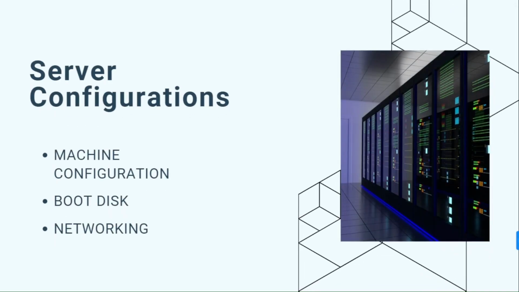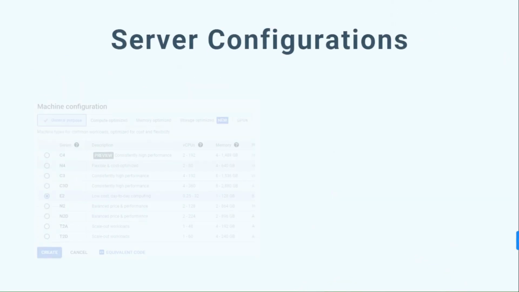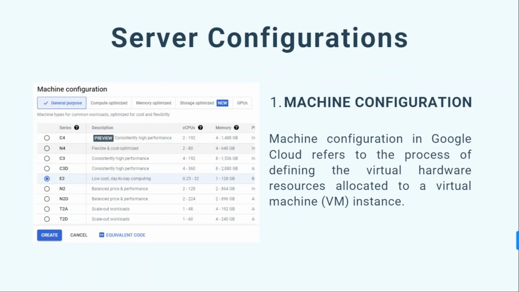Now, we will be cracking open the hood and exploring the different server configurations like machine types, boot disks, and network options at your disposal. First up, we have machine types. Think of them as the different car models you can choose from in the Google Cloud Garage. Each type is optimized for a specific task, so picking the right one is crucial for peak performance.